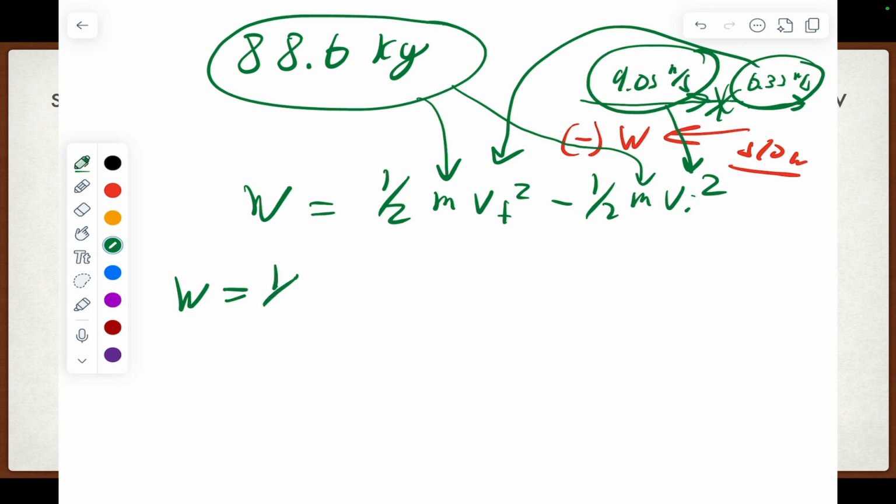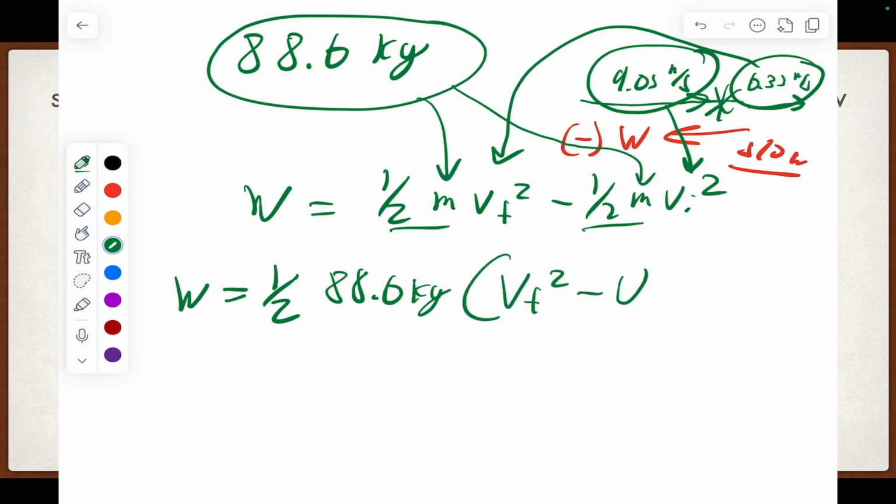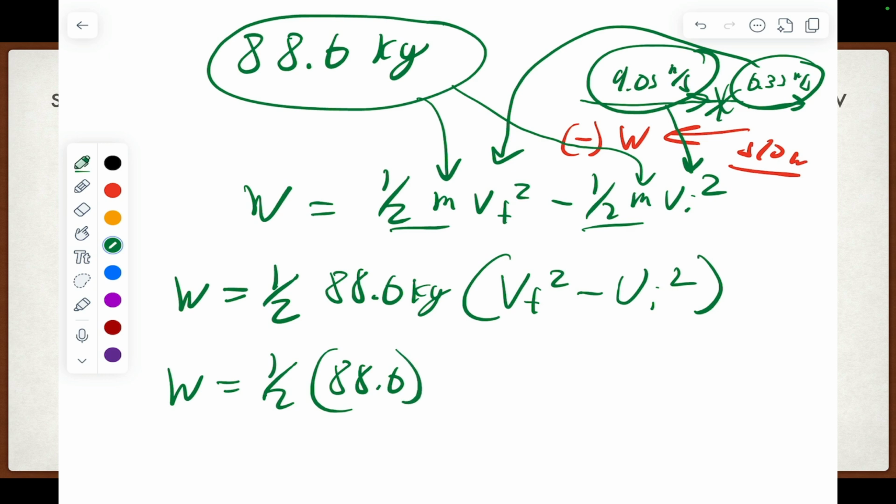So we know it's 1/2. Now, the mass is 88.6 kilograms. I'm going to factor that out because it's in two places. Okay. And then I'm just going to say, well, I have my velocity final squared minus my velocity initial squared. Okay, so work is equal to 1/2 times the 88.6, and my velocity final was 6.33 squared minus my velocity initial, which was 9.03 squared.